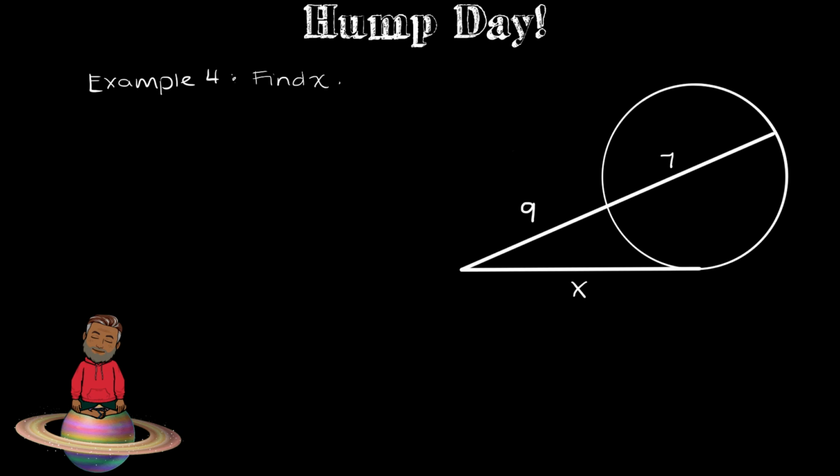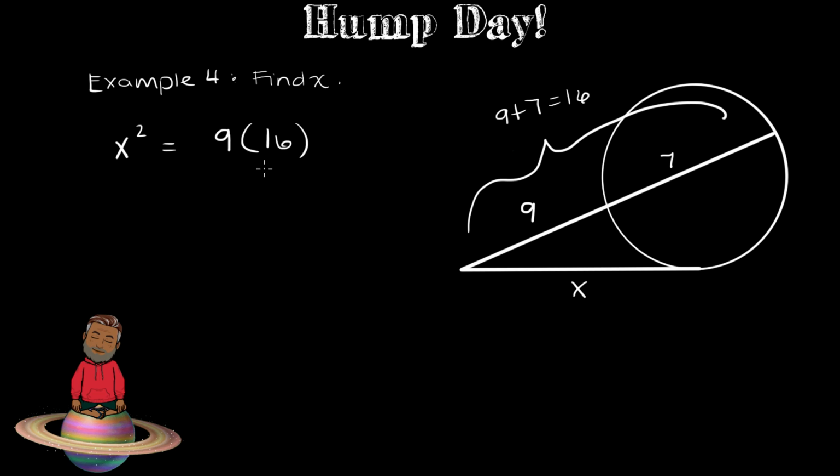In this one here, the thing we don't know is the tangent this time. So remember, we have to find out what the whole secant is. So in this problem, the entire secant is 9 plus 7, or 16. So we're going to say the tangent times itself, so the tangent to the power of 2, is equal to the outside amount, 9, times the entire secant, which is 16. Now 9 times 16 comes out to 144, so we have x to the power of 2 is equal to 144. To solve this, we're going to take the square root of both sides of our problem, and we get x is equal to 12.